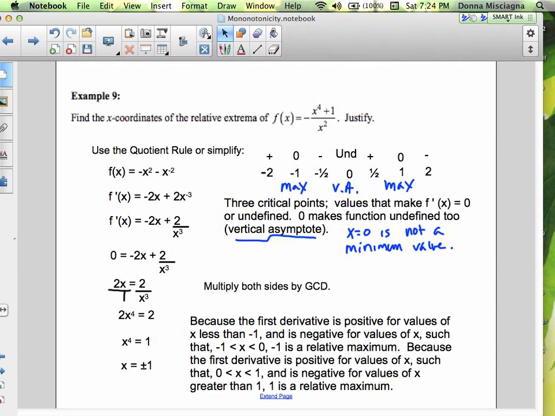So I did write it a slightly different way. I wrote it in interval notation. I told you it is a little bit more wordy, as you can see, because that took a little while. So you could say f prime of x, or you can say first derivative. Since the first derivative is positive for values of x less than -1, and values of x between -1 and 0, -1 is a relative maximum, because the first derivative is positive for values of x between 0 and 1, and is negative for values of x greater than 1. 1 is a relative maximum.